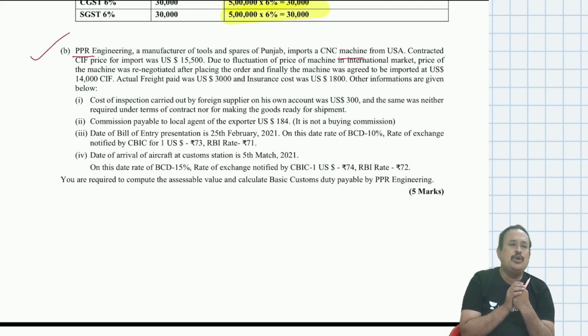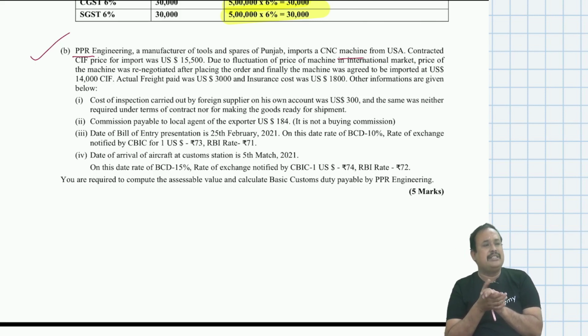Commission payable to local agent of the exporter $184. It is not a buying commission. Further, date of bill of entry presented is 25th February 2021. On this date, basic custom duty 10%, rate of exchange notified by the Central Board of Indirect Taxes and Customs, CBIC, for $1 equal to 73 rupees.